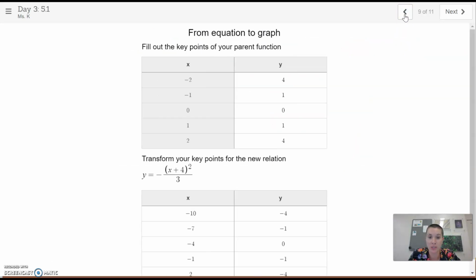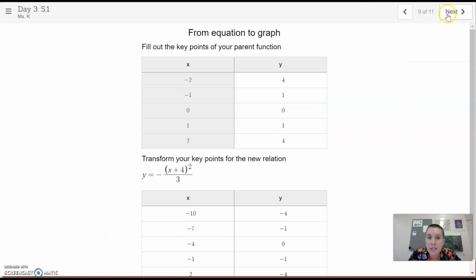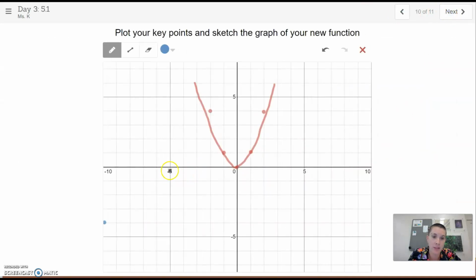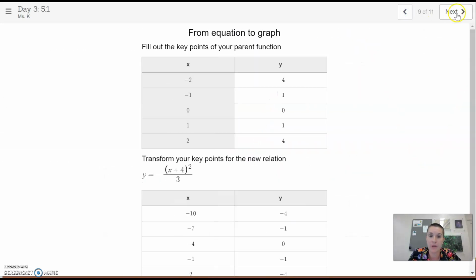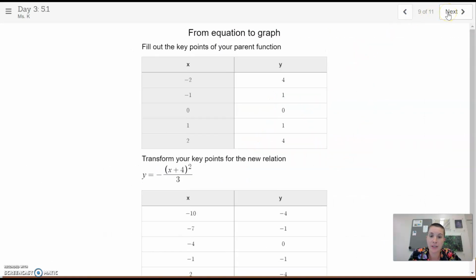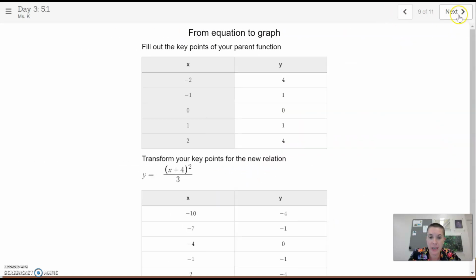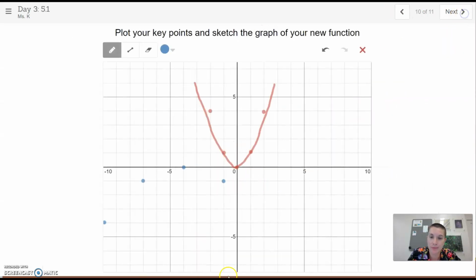Let's just go ahead and plot all the points first. First point, -10, -4. And then we have -7, -1. Then we have -4, 0. We have -1, -1. And finally, we have 2, -4. Here is our new parabola.